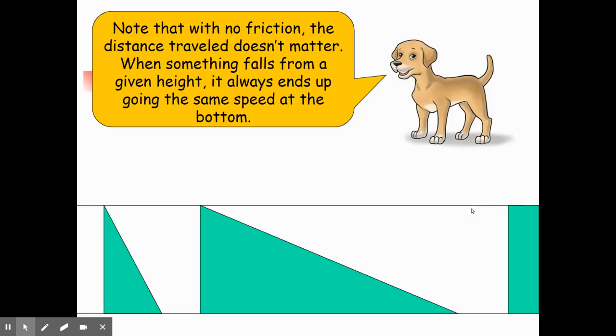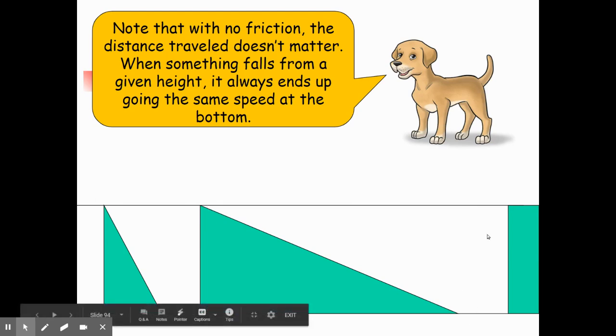So, with no friction, the distance traveled does not matter when something falls from a given height. It always ends up going the same speed at the bottom, which is interesting because that also means that you could assume that the object is starting at this height and just falling down to figure out the velocity at the bottom.